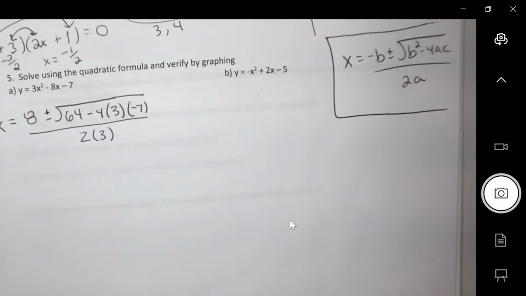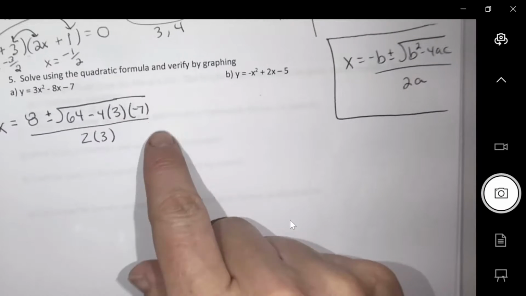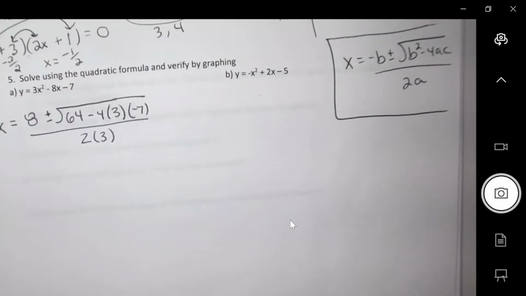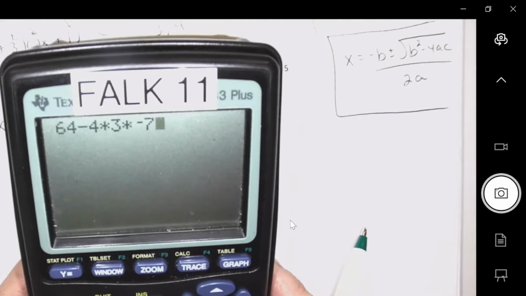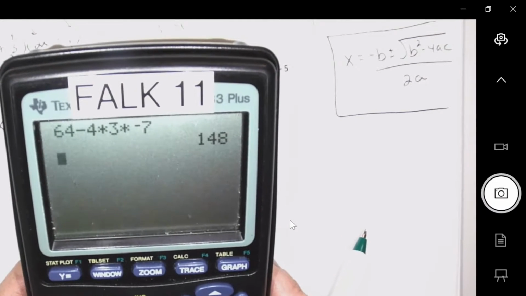How do I type this into my calculator? Well, the first thing I'm going to do is just figure out this piece. So 64 minus 4 times 3 times negative 7. Just that piece is 148.